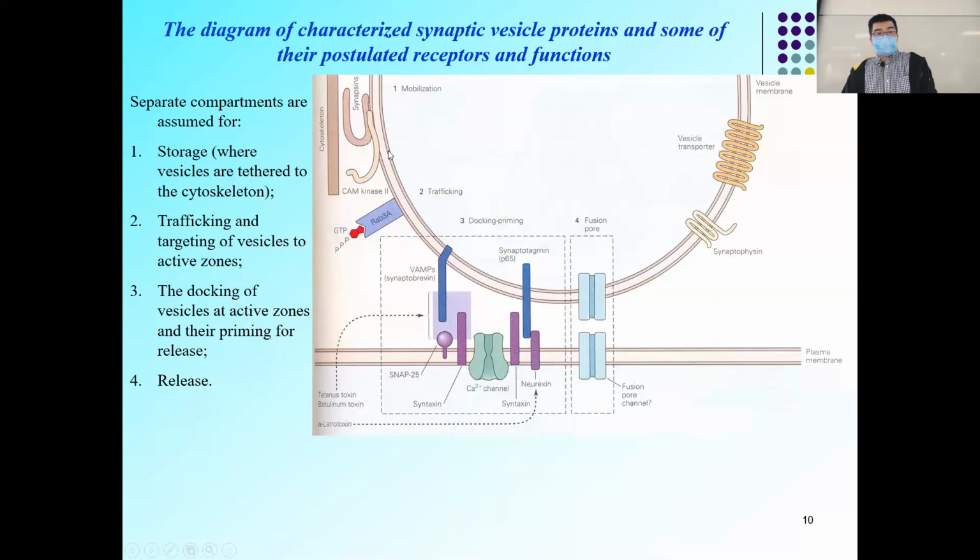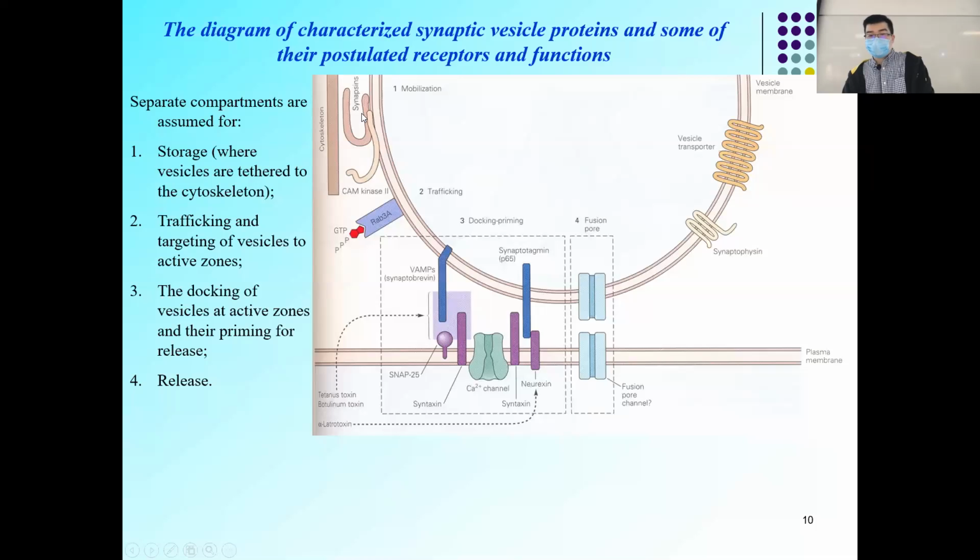So here is the example. The storage, so where the vesicle tether means coming from the storage pool and then going close to the active zone. So they are trafficking to the target site. Now, those processes are believed to be highly organized. You can see some of the proteins here.